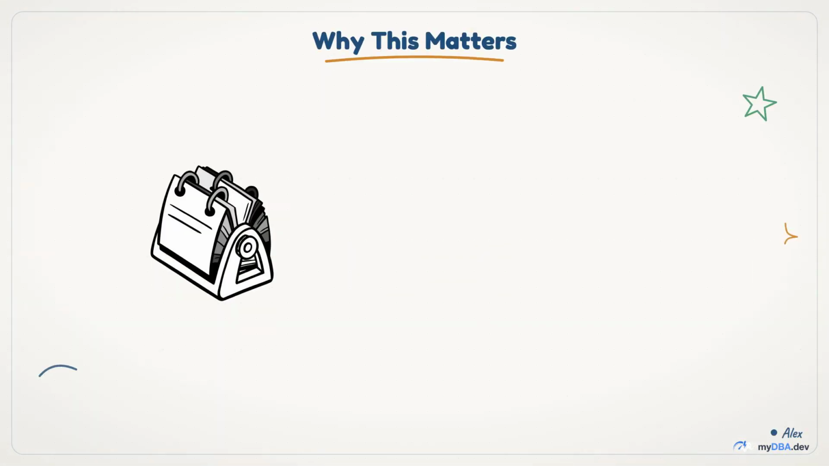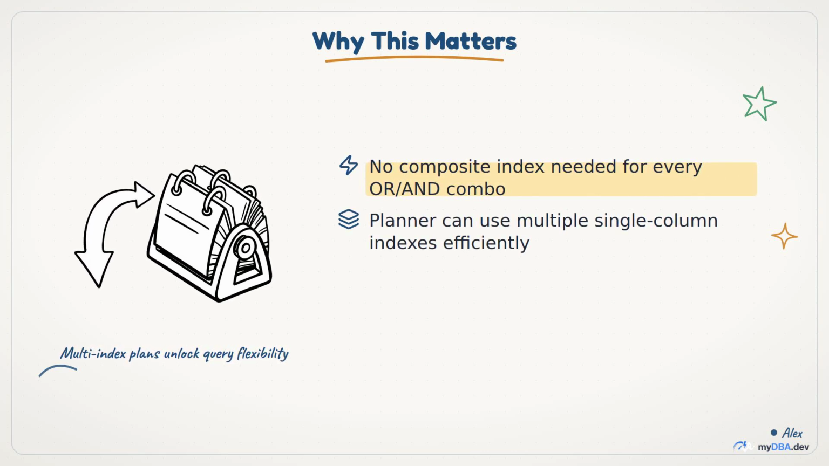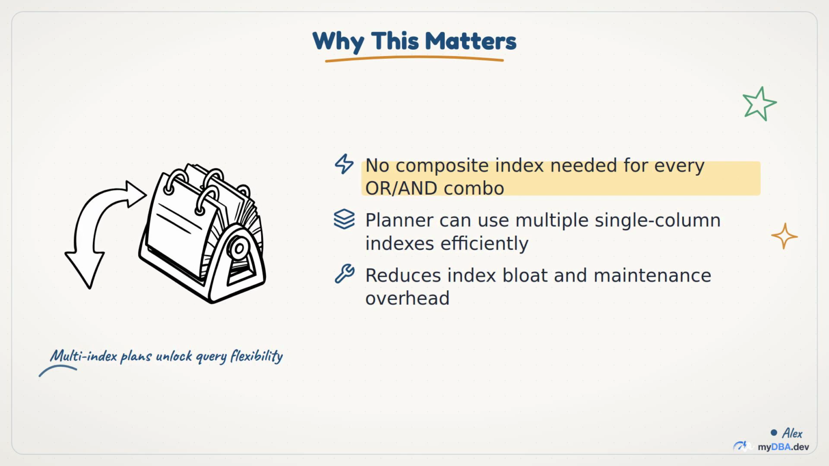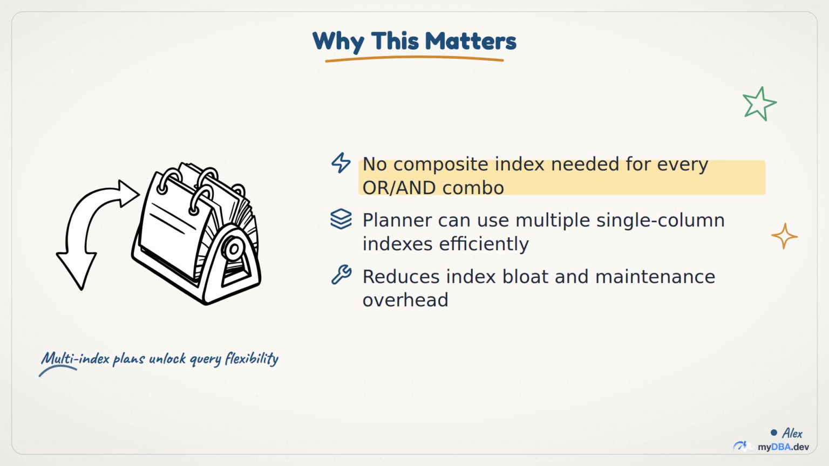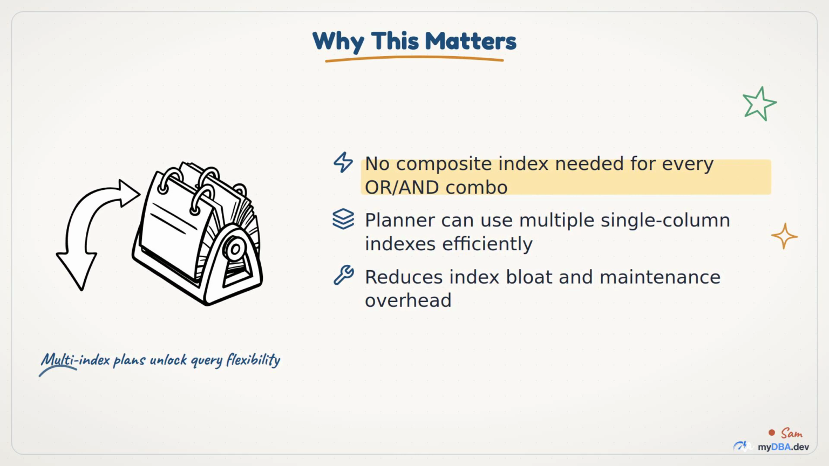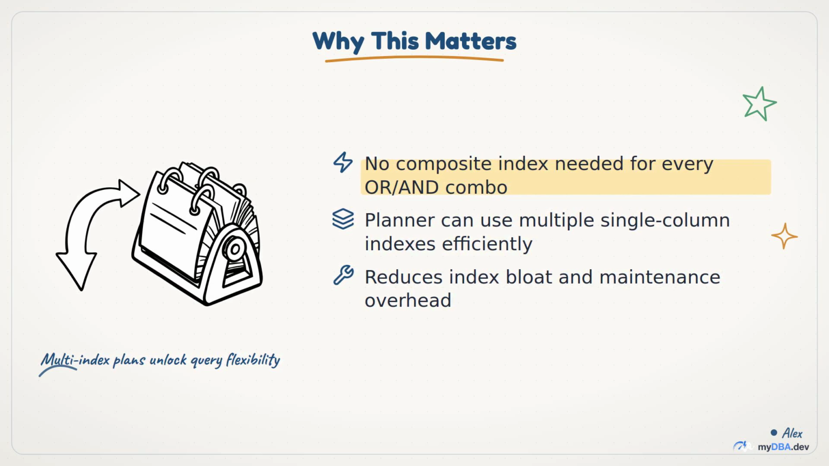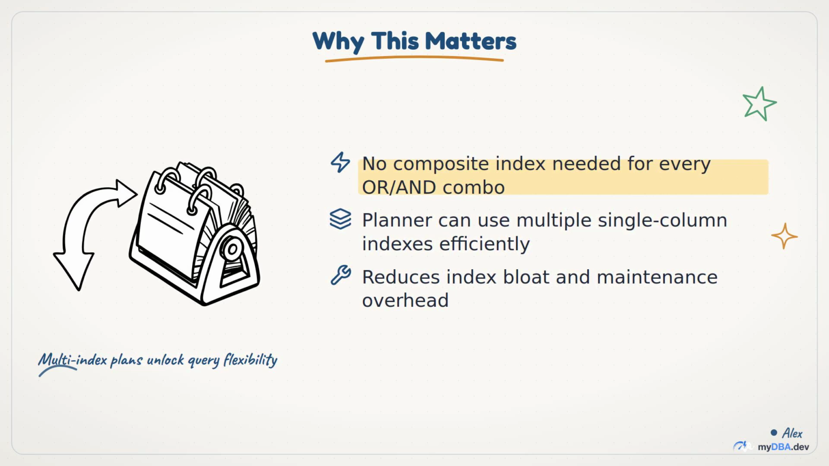This is a huge win for schema design. You don't need a composite index for every possible combination of columns in your where clauses. The planner can use multiple single-column indexes efficiently in a query plan when the cost model says it's worth it. That means fewer indexes, less write overhead, and less bloat. So Bitmap Heap Scan is actually saving us from index sprawl. Precisely. It's a tool that makes the planner smarter and your schema simpler. You can keep your indexes focused and let the planner do the work.